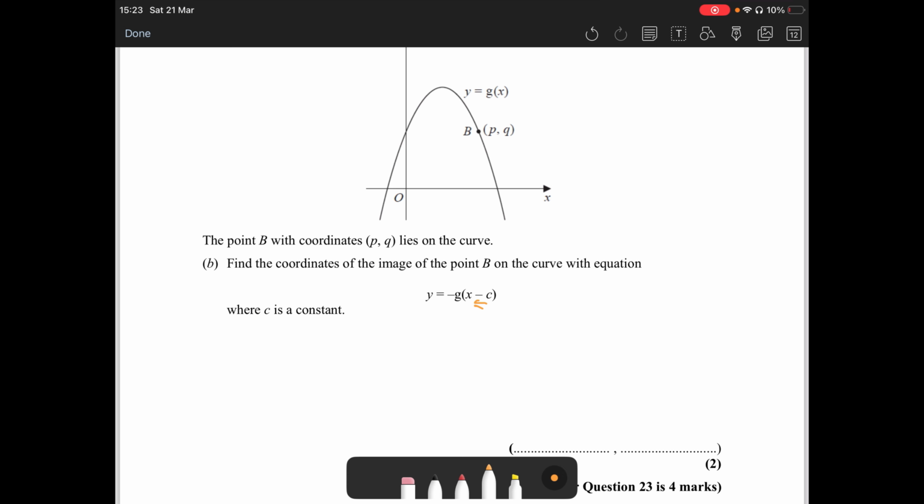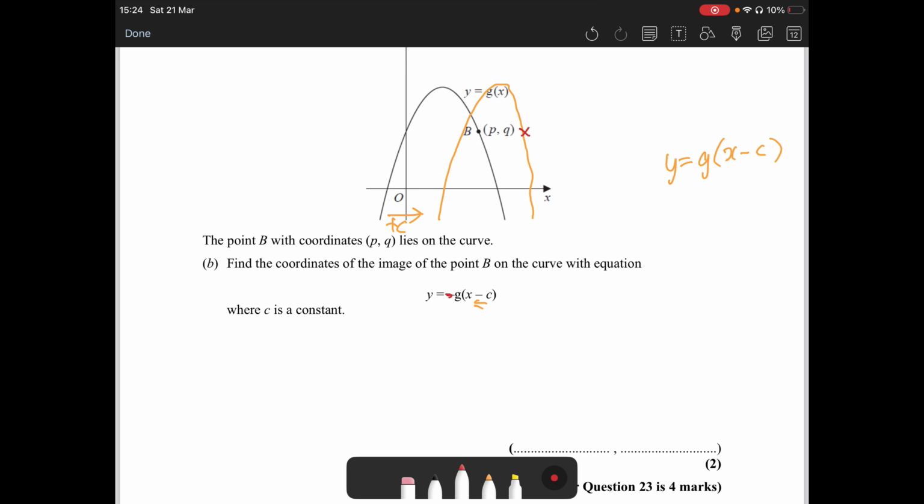So if I was drawing the graph y equals G of x minus C, I would say, well, that just means I'm transforming it by moving it to the right by C units, right? Every x coordinate would shift right by C units. Now, the negative at the front usually means all the y coordinates get reflected. So it is a reflection in the x-axis.